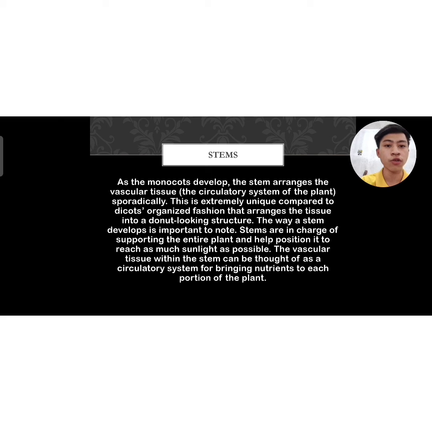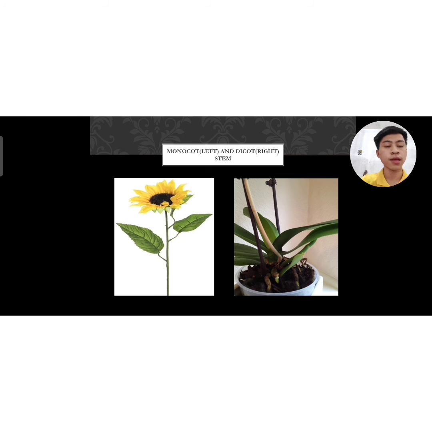Stems are in charge of supporting the entire plant and help position it to reach as much sunlight as possible. The vascular tissue within the stem can be thought of as a circulatory system for bringing nutrients to each portion of the plants. And then next, this is an example of monocot and dicot stem. At left we have the monocot and right is the dicot.